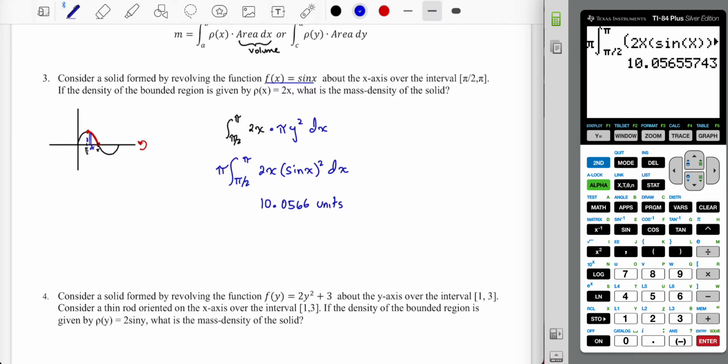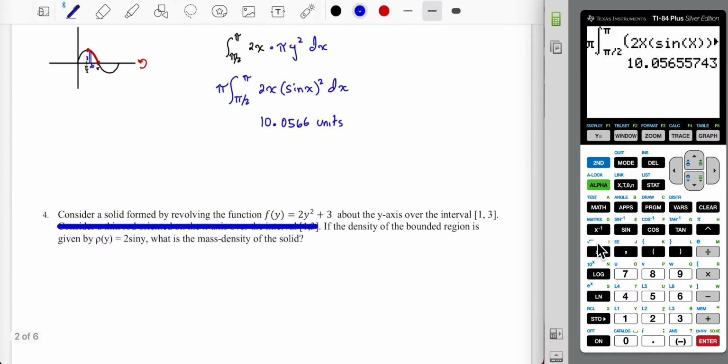Consider a solid formed by revolving the function around the y-axis, about the y-axis on the interval of 1 to 3. So those are y bounds. Oh, dang it, typo. Consider a thin rod. You can see where I did my copy-paste job. All right. So this shouldn't be here. If the density function, density of the bounded region is given by rho of y is equal to 2 sine y, what's the mass density?